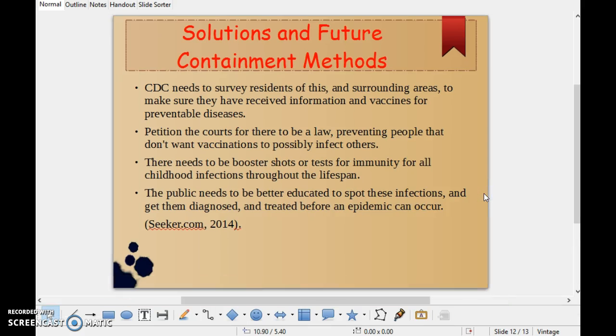Solutions for future containment. I think there needs to be some education for vaccinations, and we need to petition the courts to start a law to where people that decide they don't want to be vaccinated cannot infect other people that do choose to be vaccinated, because it's not fair to spread infections that are preventable and could possibly be life threatening to people that choose to get vaccinated.